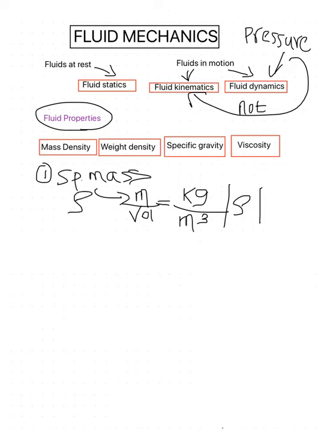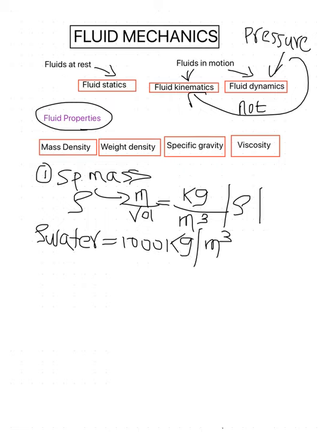Now all we need to understand is how rho varies for different fluids. The very basic one is rho of water. Rho of water is always 1000 kilogram per meter cube. The first and foremost thing you have to learn is that rho of water is 1000 kilogram per meter cube. Same way for air, it is 1.2 kilogram per meter cube. So you see the difference: the mass density of water is much higher than the mass density of air.